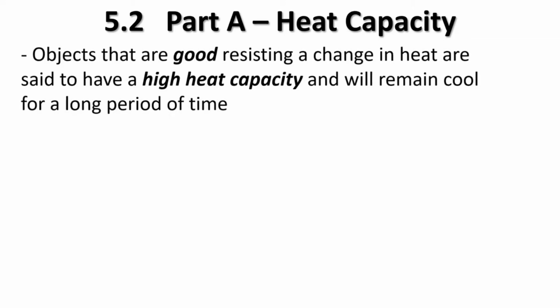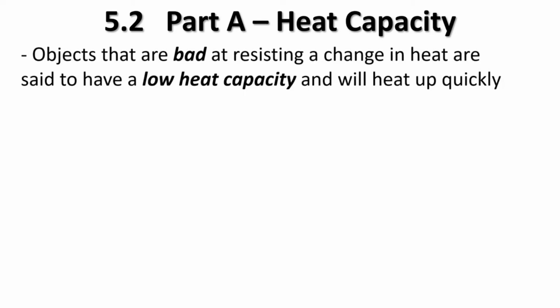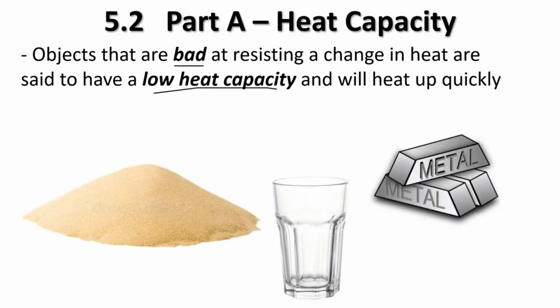Okay, so talking about heat capacity. Objects that are good at resisting a change in heat are said to have a high heat capacity and will remain cool. It almost seems backwards for a second until you think about it. So there are a few objects that have high heat capacities, and so they will remain cool when a lot of heat is applied to them. The opposite, objects that are bad at resisting heat changes, they heat up quickly and they have low heat capacities. And like all of these things, you apply heat to them, they will seem rather hot.